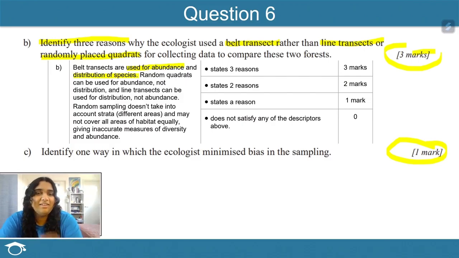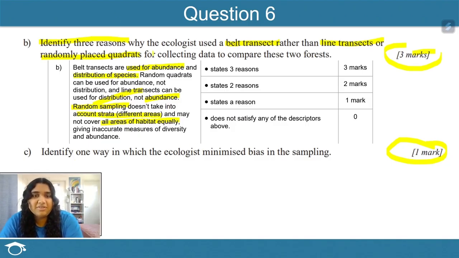Line transects, on the other hand, only assess distribution but not abundance. Because again, when you're doing line transect sampling, you're only taking into account everything that's touching the line. Even if there's a new species lying literally 1.5 meters away from the line transect, you are not allowed to count that because you're only counting the ones that are touching the line transect. So line transects can be used for distribution, but not abundance. Random sampling doesn't take into account any strata or different areas and may not cover all of the areas of the habitat equally, giving inaccurate measures of diversity and abundance.